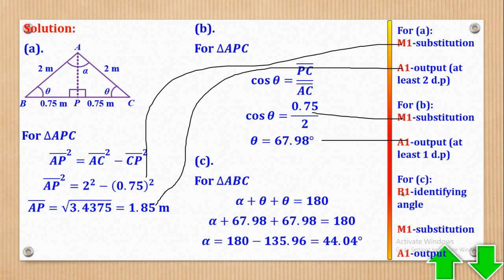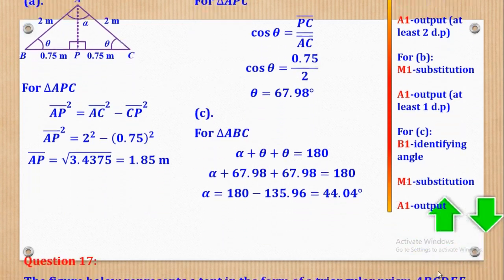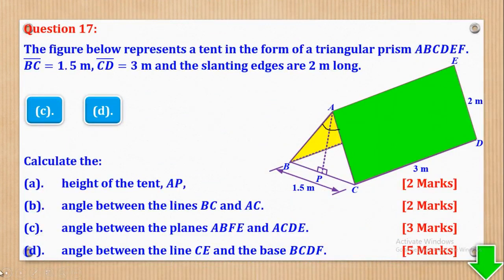Then when it comes to part C, B1 for identifying the angle, so the sketch, and then M1 for substituting and A1 for output. So that was part A, B, and C. So now we are going to part D.